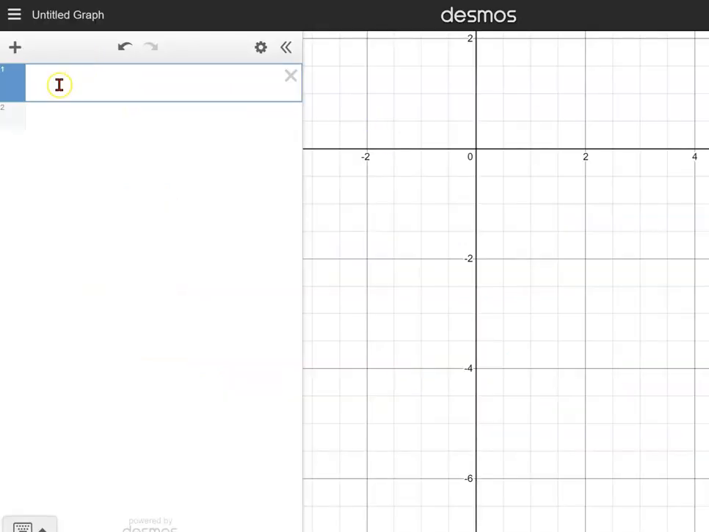I'll show you using decimals. You just type log of 327. You will see here that it is equal to 2.515.